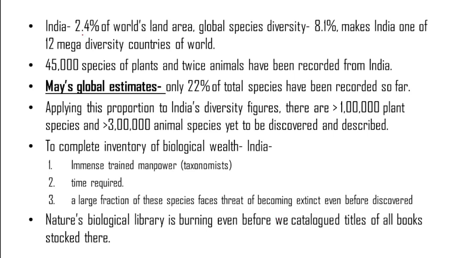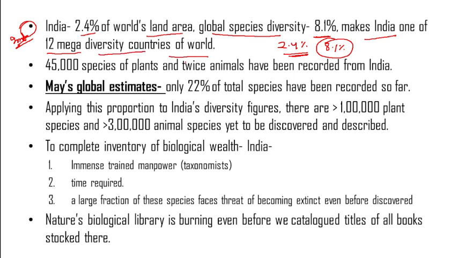Now in India, India occupies 2.4% of the world's total land area, whereas global species diversity is 8.1%. That means this much area it covers of the total globe, and this much is the biodiversity it harbors. So this again forms an important point, which makes India one of the 12 mega diversity countries of the world. There are 45,000 species of plants and twice as many animals which have been recorded from India.